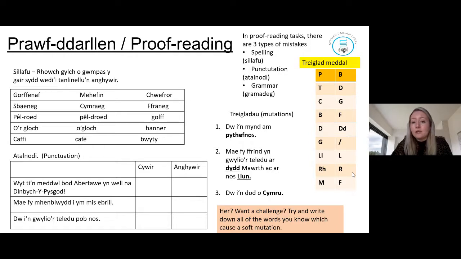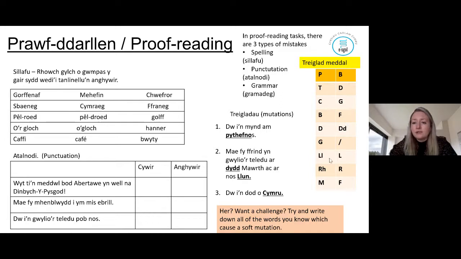Another word that causes a mutation is nos, meaning night. So you've got am causes a mutation, ar which causes a mutation, and nos which causes a mutation. And all three of those words cause a soft mutation. So you can use the grid on the right to help you. So think about what nos would change to. So nos Llun changes to nos something, okay?